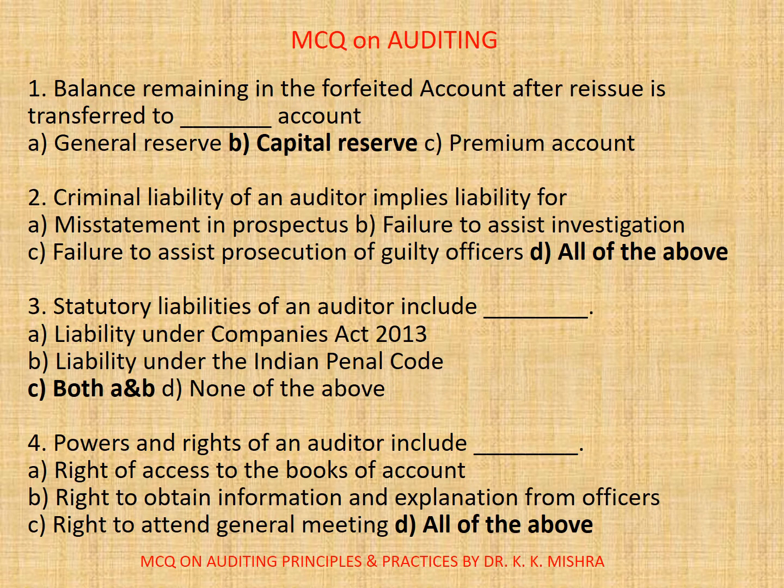Question number 1. Balance remaining in the forfeited account after reissue is transferred to dash account. A. General reserve. B. Capital reserve. C. Premium account. Correct option is B. Capital reserve.